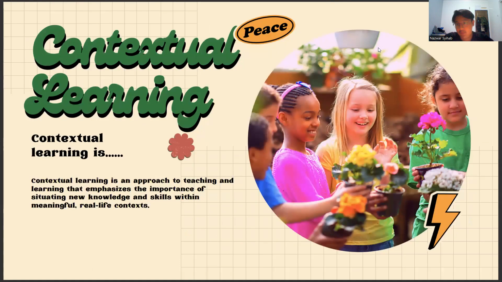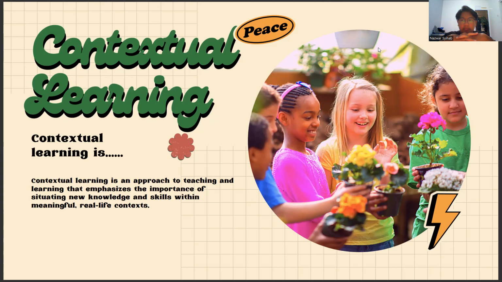And the second one is contextual learning. So what is contextual learning? You can see from the slide, the definition of contextual learning is an approach to teaching and learning that emphasizes the importance of situating new knowledge and skills within meaningful real life context. So basically, contextual learning is teaching something to a young learner with the real context. For example, learning about things in class or maybe stationery. So there is a clear context to the young learner, so the young learner is not confused while learning.